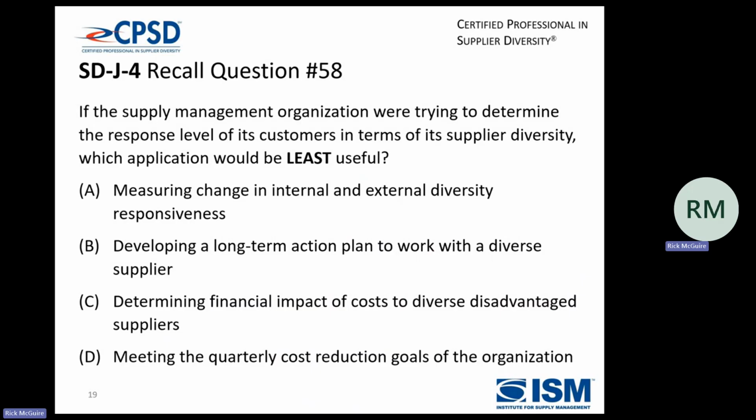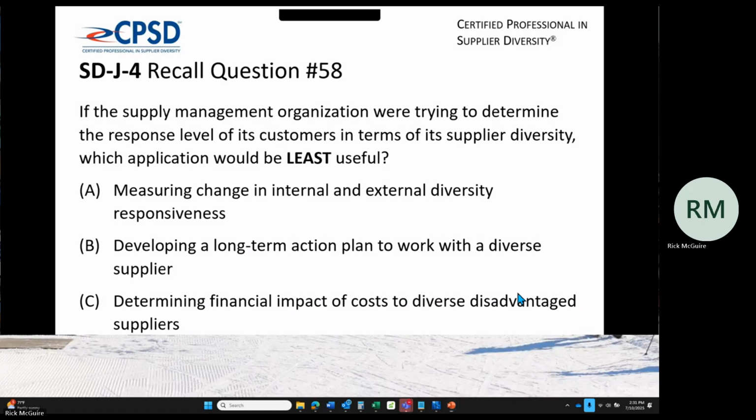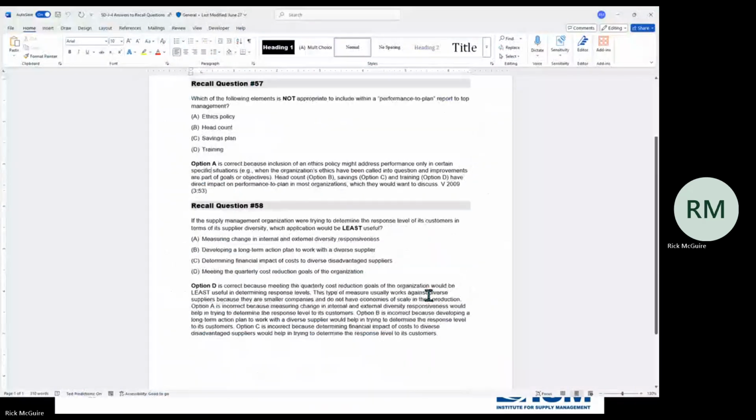Measuring change in internal and external diversity responsiveness. Maybe develop a long-term action plan to work with diverse suppliers. Determining financial impact and costs of diverse disadvantaged suppliers, meaning quarterly cost reduction goals of the organization. So that one's going to be out. Now we're looking for a least, so it's got to be D. Yep, D it is.